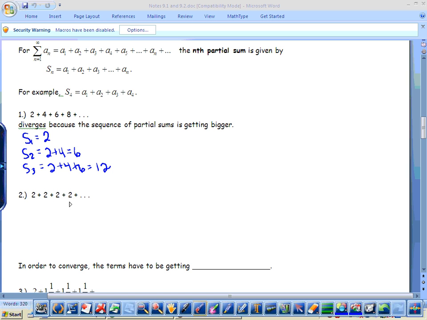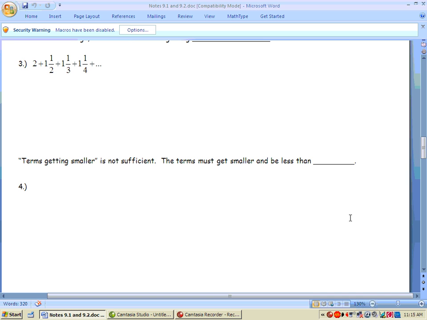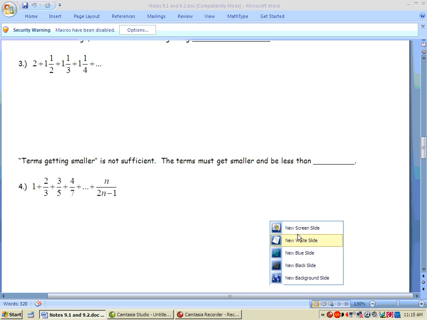That one will also diverge, and kind of for the same reason, because the first sum is 2. The second one is 2 plus 2, which is 4. The third one is 2 plus 2 plus 2, which is 6. So it's fairly common sense that that one diverges. Okay, so in order to converge, what do you think the terms need to be doing? Right, the terms need to be getting smaller. All right, so here's a series where the terms are getting smaller.